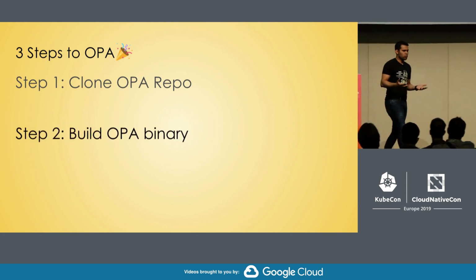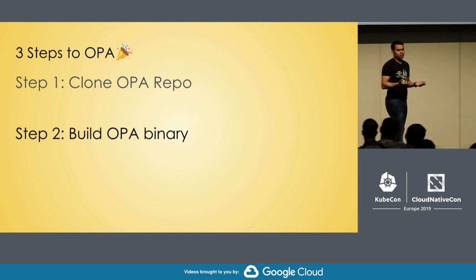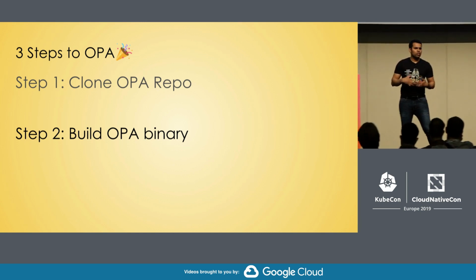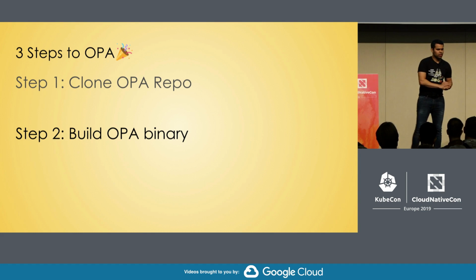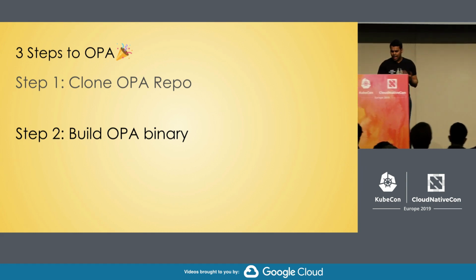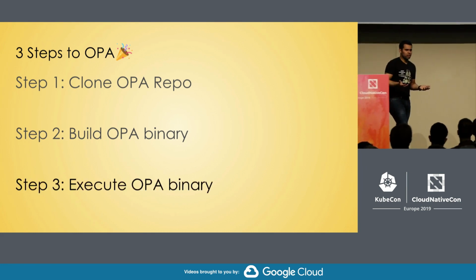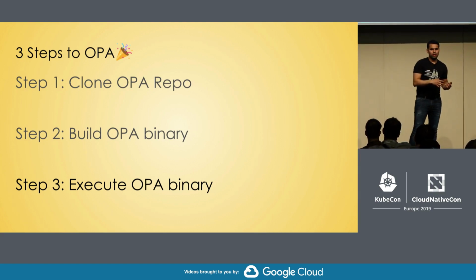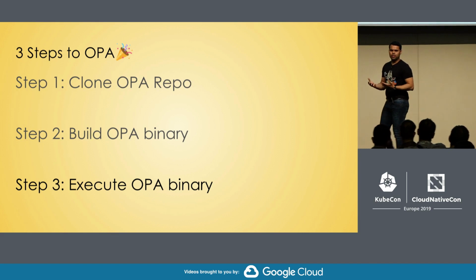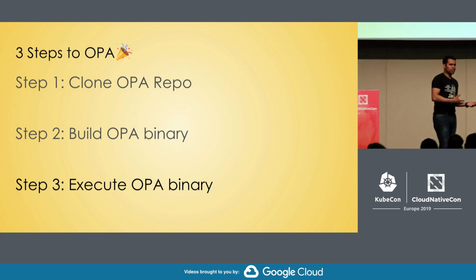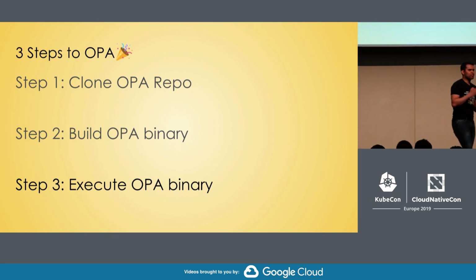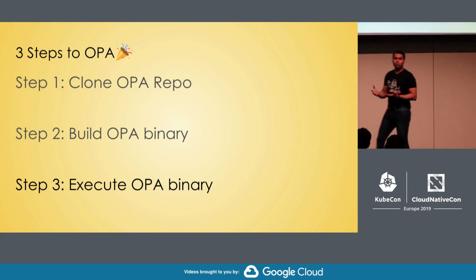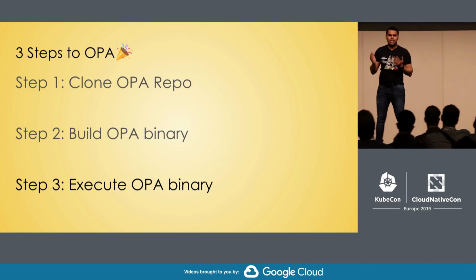Once you've cloned the repo, you just build the OPA binary. So basically, go in the directory, do a make build or a go build, and that will generate for you a beautiful OPA binary. And lastly, you simply run the binary. So once you go to GitHub, clone OPA, then you build the binary, and finally, you run the binary, you are going to get an interactive shell which you can use to write queries and which you can use to experiment with OPA policies. So it's that simple.